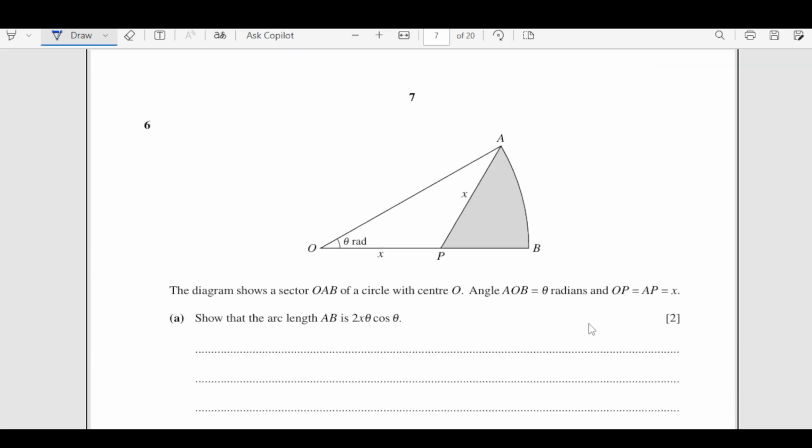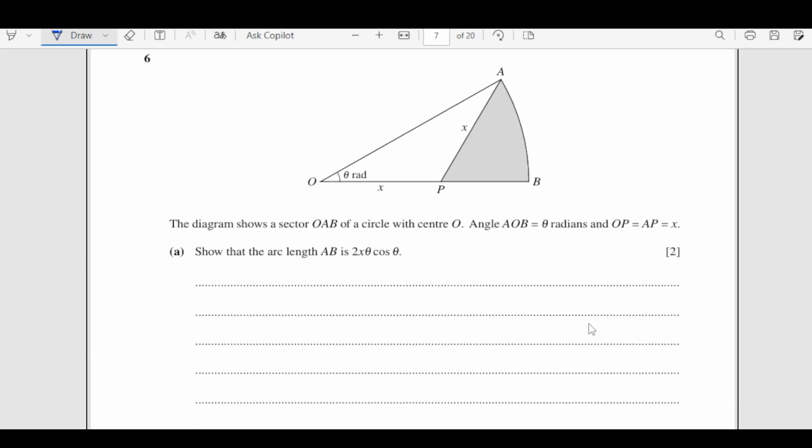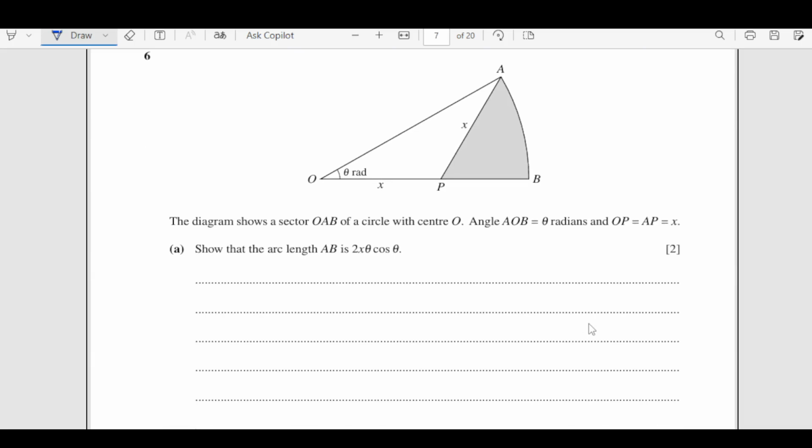Now, number 6, we have another diagram here. As you can see, the diagram shows a sector OAB of the circle with center O. This is OAB with center O. Angle AOB is theta radians, it is in radians. Now, OP is equal to AP. OP and AP are equal, which is given to us as x and x. Show that the arc length AB is 2x cos theta.